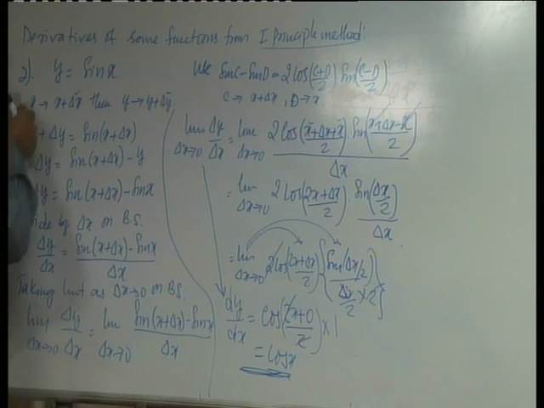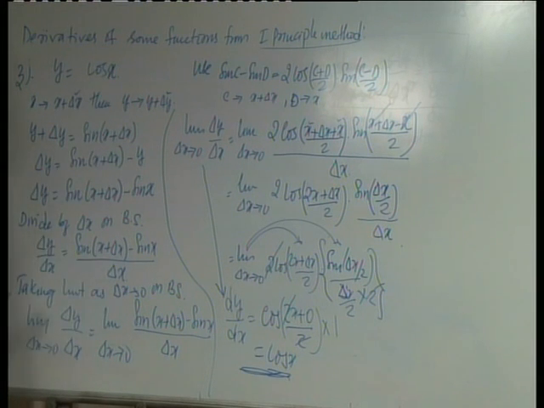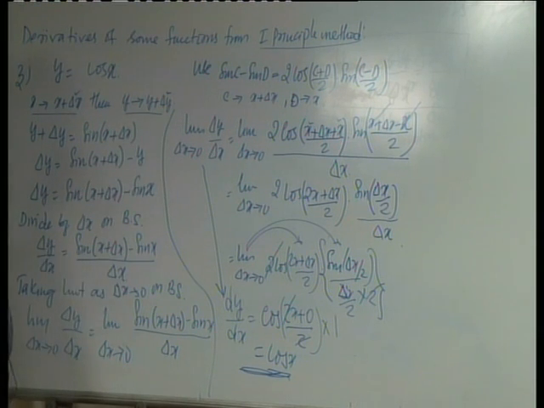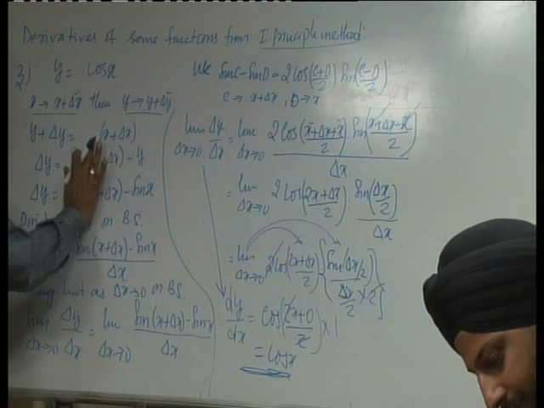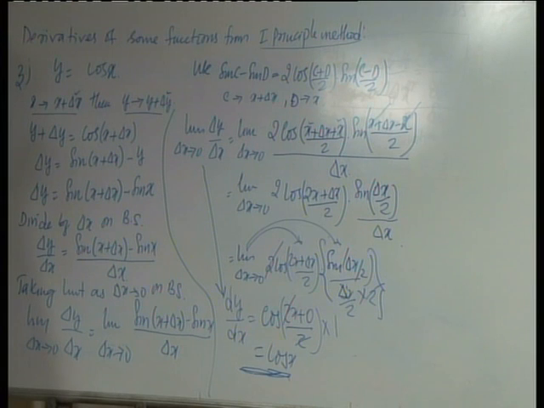Next, you can change the procedure for cos. I will take y is equal to cos x. Then as x changes to x plus delta x, y changes to y plus delta y. Therefore, the cos becomes cos of x plus delta x.